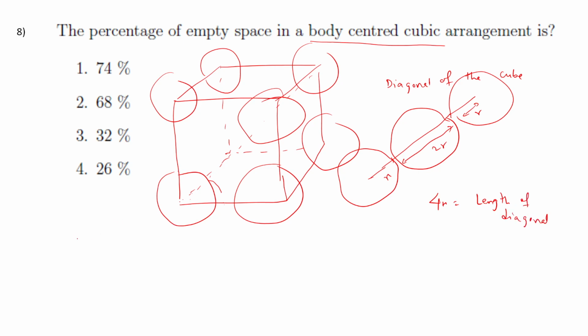And the diagonal of a cube is (a^2 plus a^2 plus a^2) to the power 1/2. So this is the length of the diagonal. This is basically root 3 a, where a is the side of the cube. Now the number of spheres in the BCC arrangement.